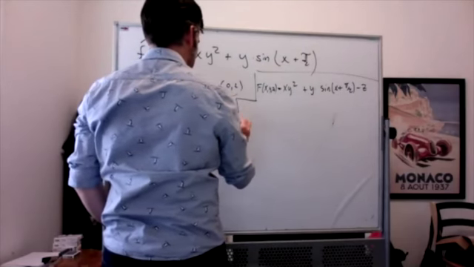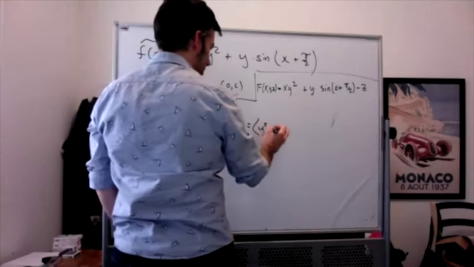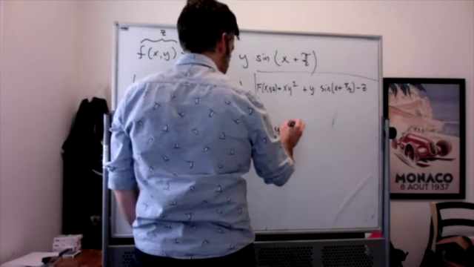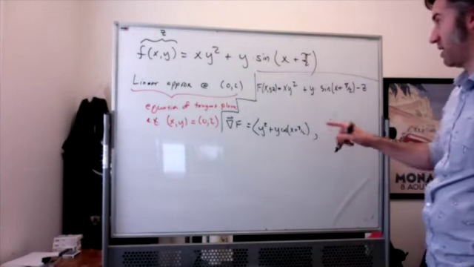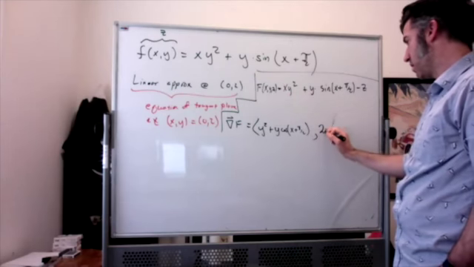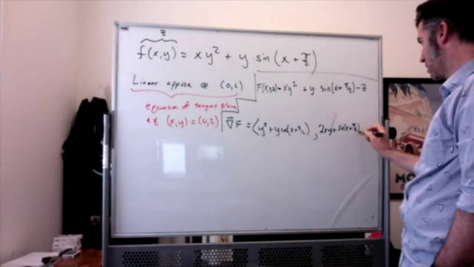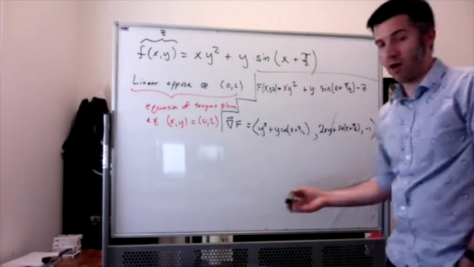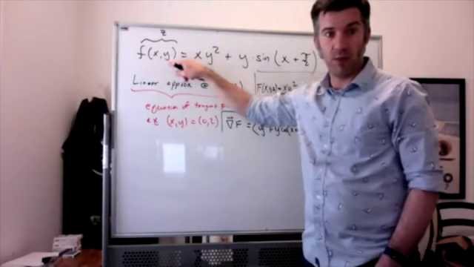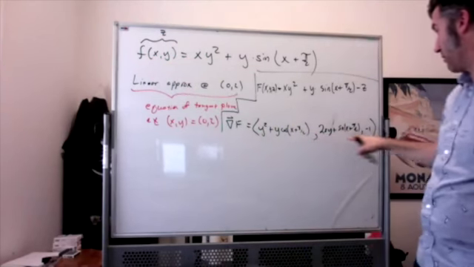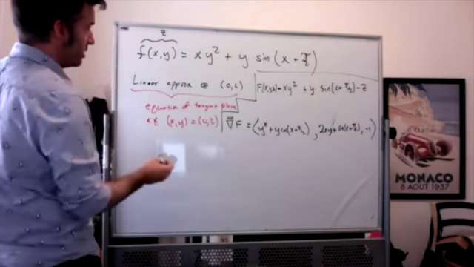So my gradient is going to be, the first coordinate is the partial with respect to x, so y squared plus y times cosine of x plus pi over 2. And then my partial with respect to y is going to be 2xy plus sine of x plus pi over 2, comma, -1. If you're doing this kind of thing and you've already got your function as a function of x and y, when you're finding this gradient, it's always going to have a -1 for the z part, for the j part if you want.